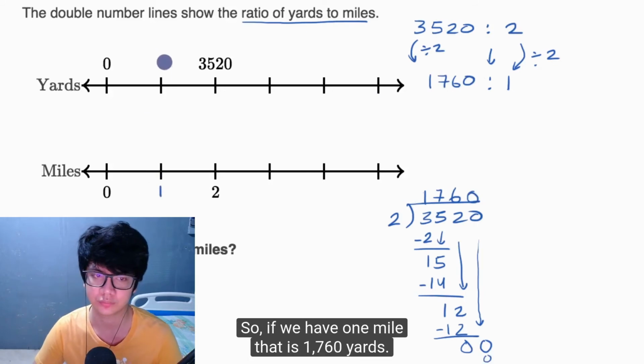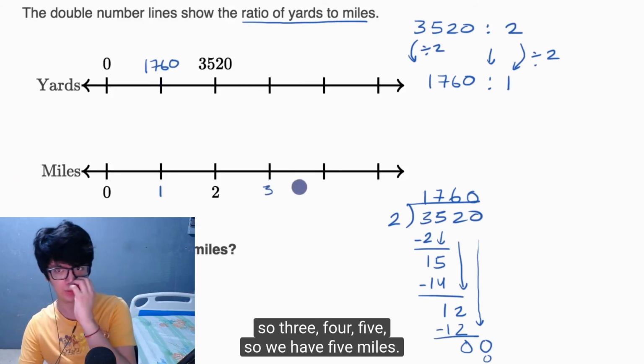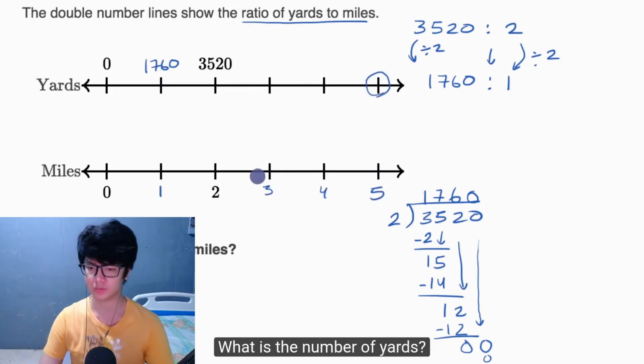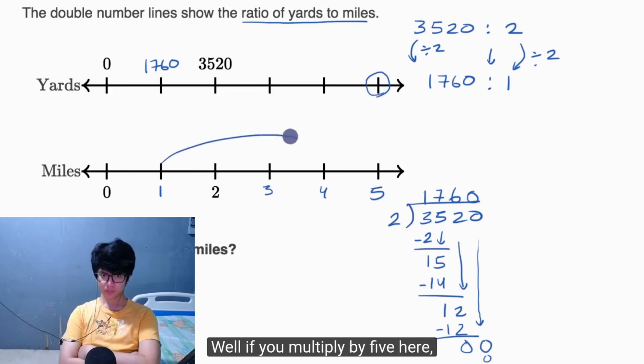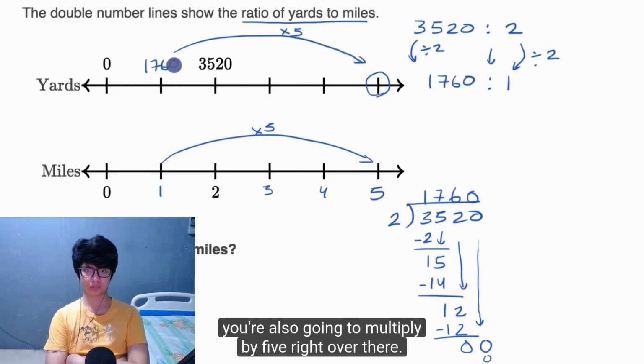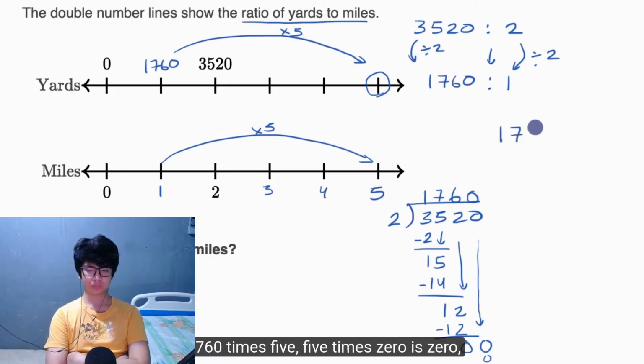So if we have 1 mile, that is 1,760 yards. Now they're asking about 5 miles. So 3, 4, 5. So we have 5 miles. What is the number of yards? Well, if you multiply by 5 here, you're also going to multiply by 5 right over there. So what's 1,760 times 5? Let's just figure it out.